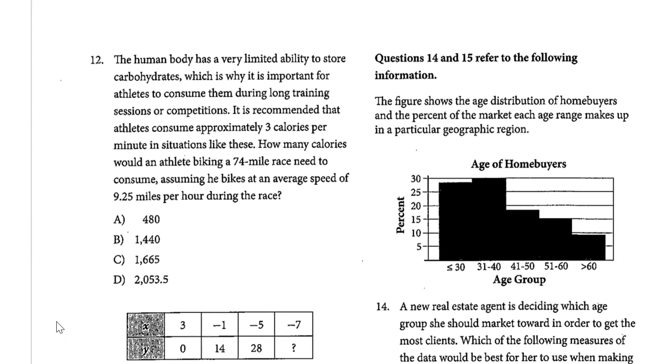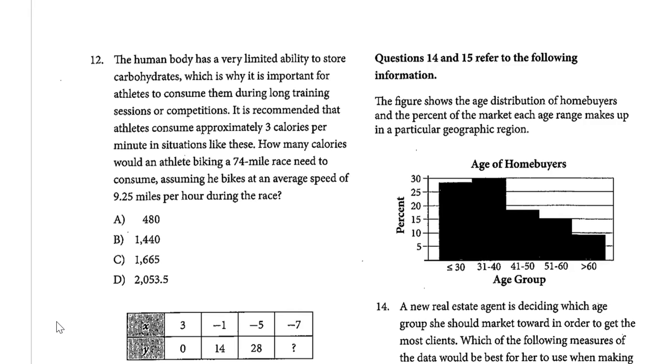Alright, so here on to question 12. How many calories would an athlete biking a 74-mile race need to consume, assuming he bikes an average speed of 9.25 miles per hour during the race? Okay, so again, you notice I'm always reading that last part first. So here we have, the human body has a very limited ability to store carbohydrates, so it's important for athletes to consume them during long training sessions or competitions. It is recommended that athletes consume 3 calories per minute in situations like these.